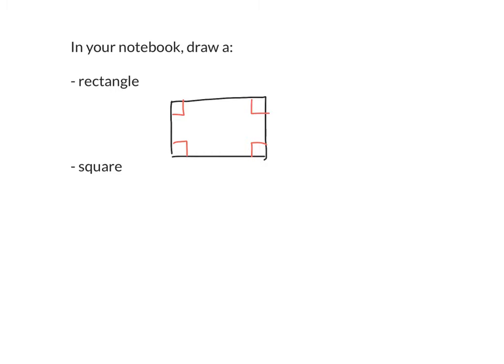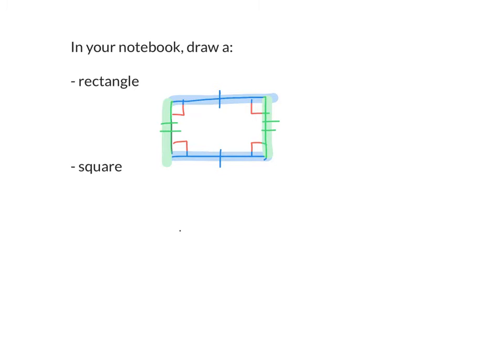What else do we know about rectangles? Well, we know that opposite sides are what? Parallel. Okay. We also know that opposite sides are congruent. So we can use tick marks to show that those two are congruent, and I can use different tick marks to show that those two are congruent. Very good.